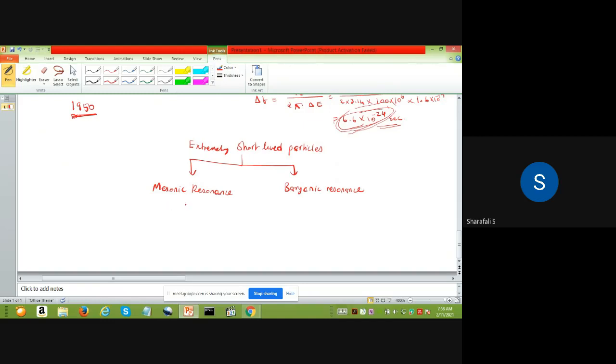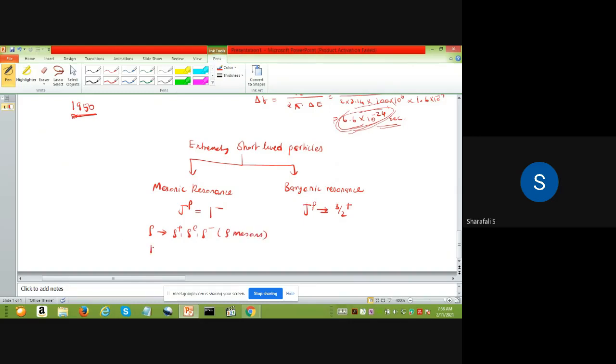So in mesonic resonance, we have angular momentum and parity equal to 1 minus. And in baryonic resonance, we have angular momentum and parity equal to 3/2 plus. So angular momentum is 3/2 and parity is positive. We can give more examples of extremely short-lived particles. One is the rho: rho plus, rho 0 and rho minus. These are extremely short-lived particles, so I can call them rho mesons.